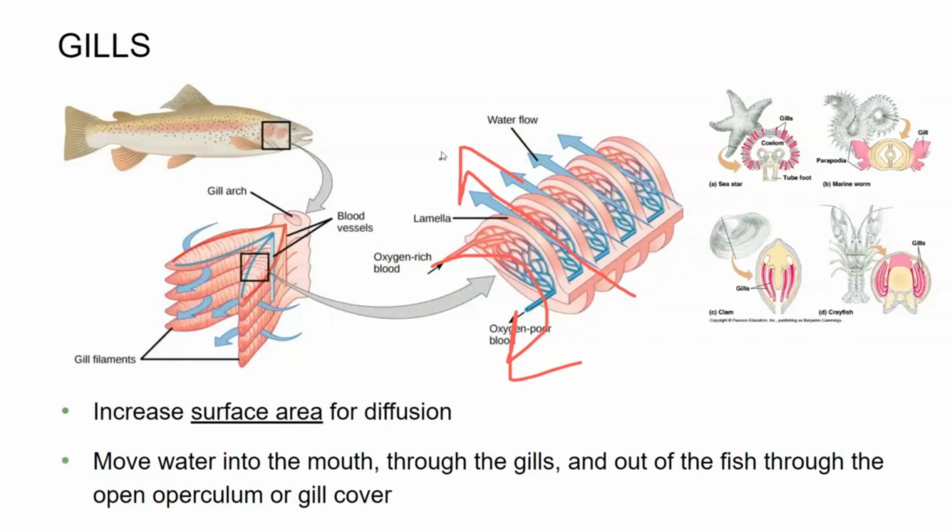And lots of different organisms have gills. Sharks, rays, bony fish. You have crustaceans like the lobster and crayfish. We have clams or cephalopods. These organisms all are using gills to breathe.